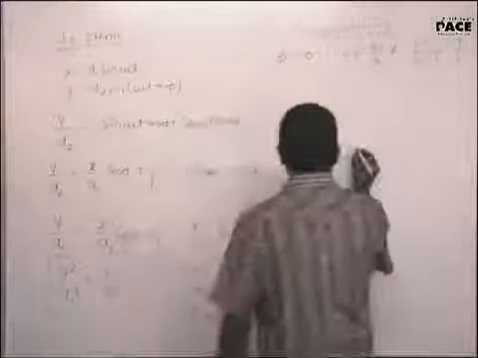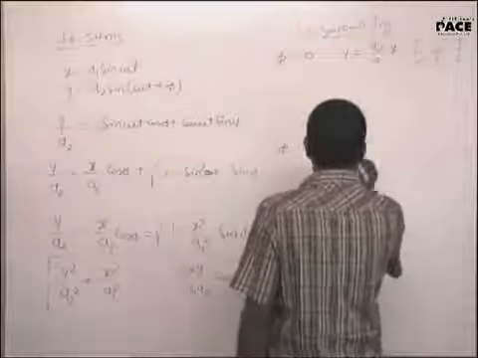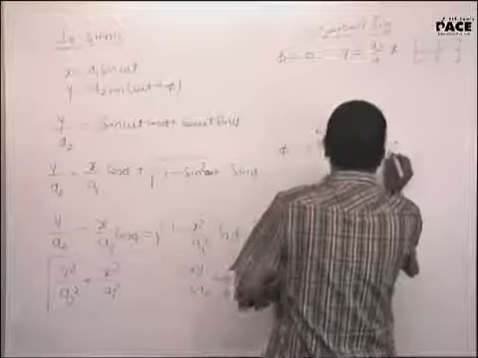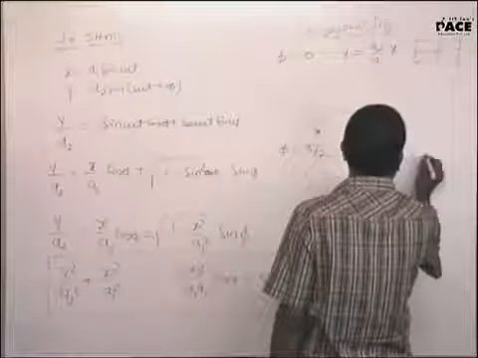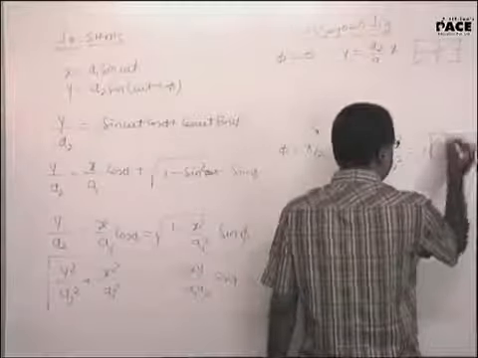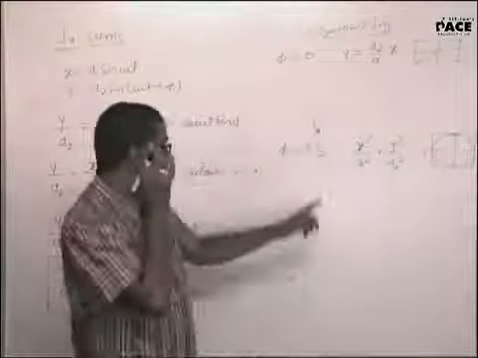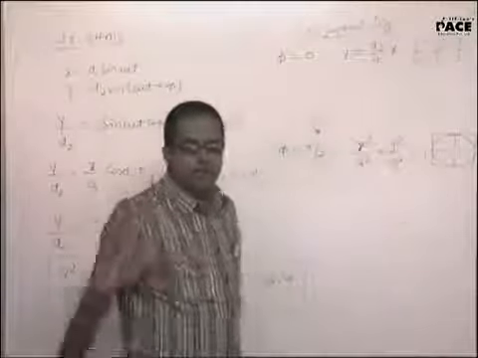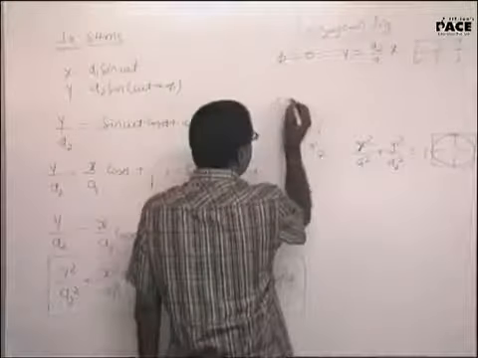Ellipse. I'll get x square by a1 square plus y square by a2 square is equal to 1. That means it will be in the form of an ellipse. What if a1 is equal to a2? It will become a circle. But then the middle part, why do you miss?